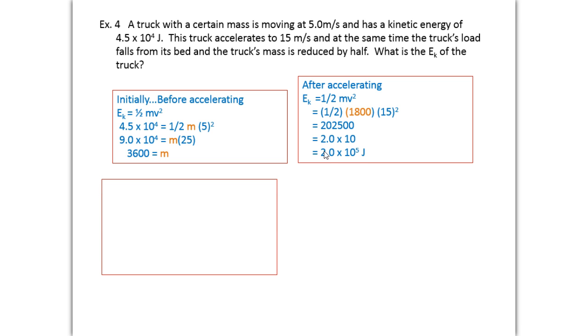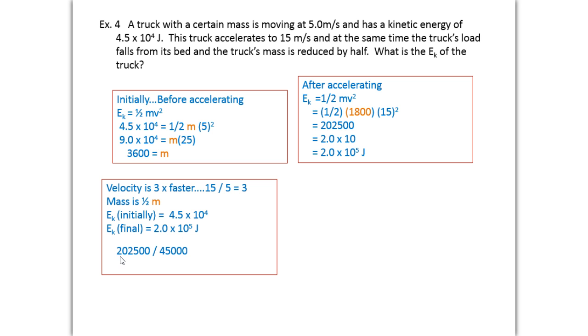And if you want to compare the differences, the velocity becomes 3 times faster. It ended at 15 meters per second. It started at 5. 15 divided by 5, the truck was going 3 times faster. Its mass is reduced by half. So the initial kinetic energy was 45,000 joules. Its final energy was 200,000 joules. So your final kinetic energy divided by your beginning kinetic energy is 4.5 times greater.